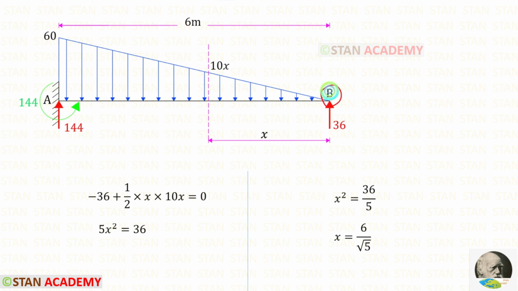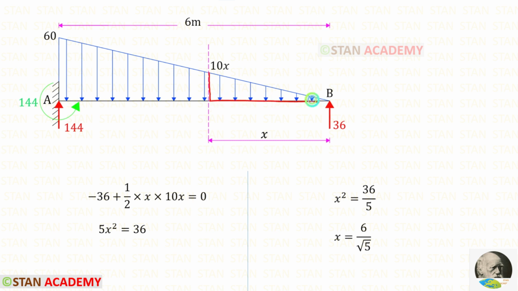From the point B, we have to find the shear force. Here we have to use the left hand side rule. Upwards will be negative and downwards will be positive. RB is acting upwards so that it will be negative. The uniformly varying load is acting downwards so that it will be positive. For the uniformly varying load, the shear force is the area.